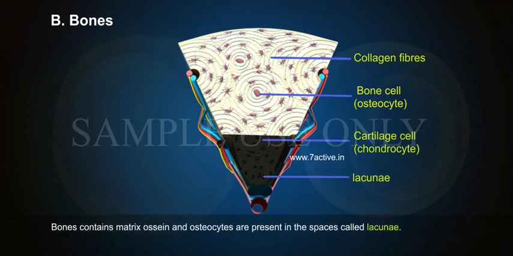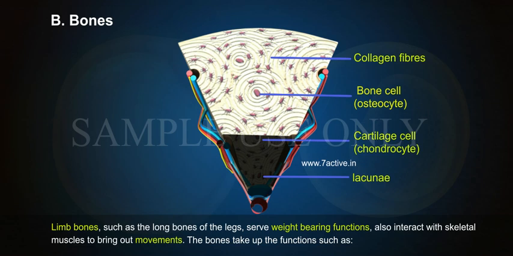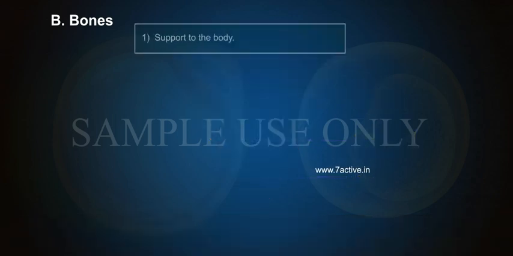Bones contain matrix, ossein, and osteocytes are present in the spaces called lacunae. Limb bones, such as the long bones of the legs, serve weight-bearing functions, and also interact with skeletal muscles to bring out movements. The bones take up the functions such as 1.